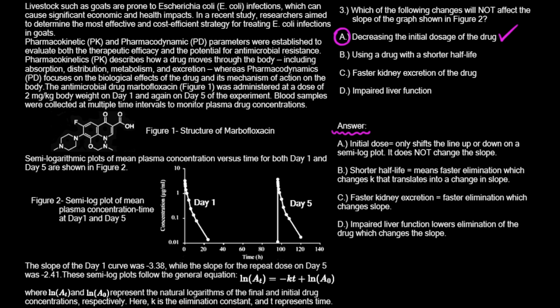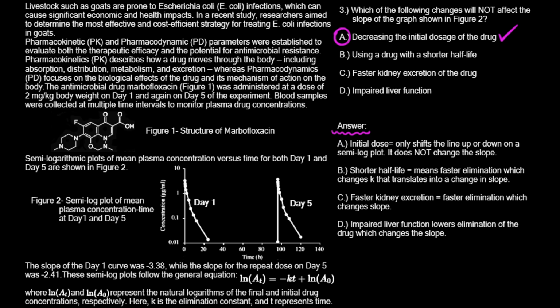In option B, using a drug with a shorter half-life does affect the slope. From the decay constant formula, half-life and K are inversely related. A shorter half-life means a larger K, which makes the line on the semi-log plot steeper, so this option does affect the slope. For option C, a faster kidney excretion increases the rate of drug elimination. This increases K, which steepens the slope. It makes the slope more steep. So this also affects the slope.